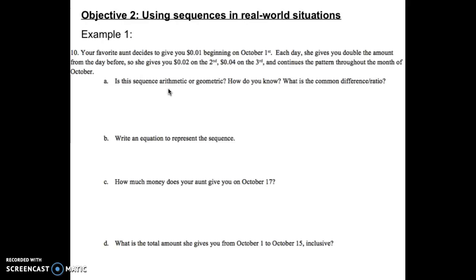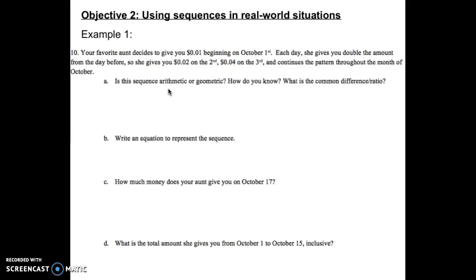So I have used this math. There are times when I actually had to Google the arithmetic explicit formula in order to do this math, but I did use it in my master's program. So there's that. Anyways, objective 2, using sequences in real-world situations.